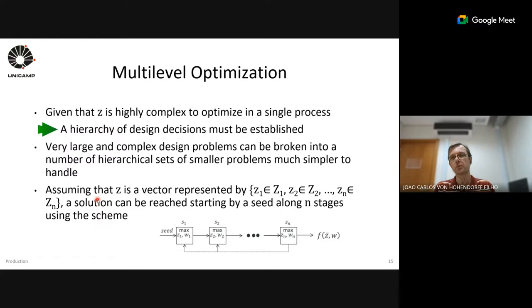What we have generally used in the industry is a hierarchy of design decisions. We break the problem into small problems, selecting one part of the vector, for example, the part related to the well position. The other part we maintain fixed, optimize this step, and go to the next step. So I optimize the well position, then I go to the platform capacity. I optimize the platform capacity. So, next step. I will show. I think that is nice.